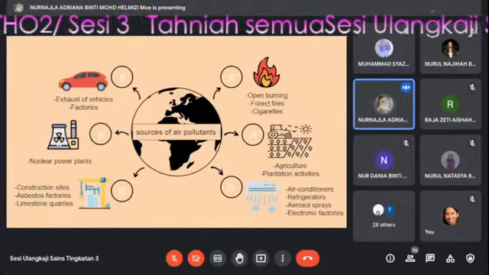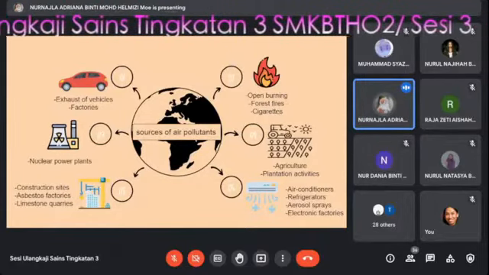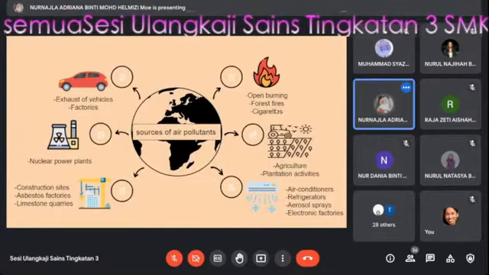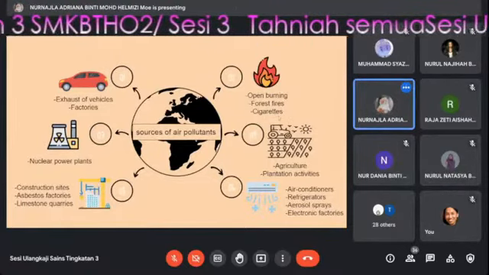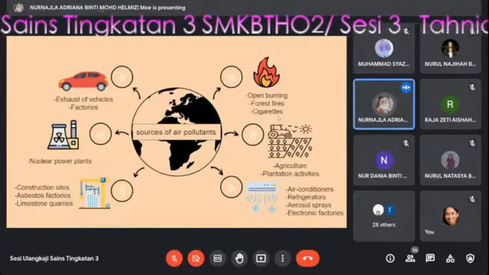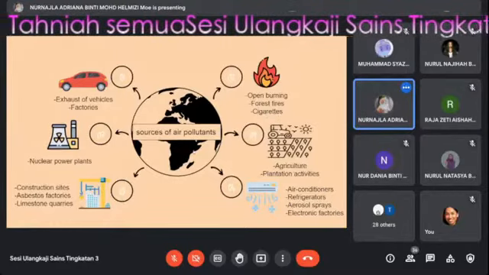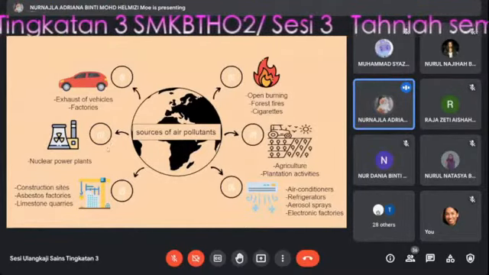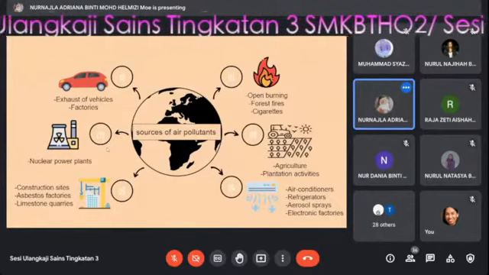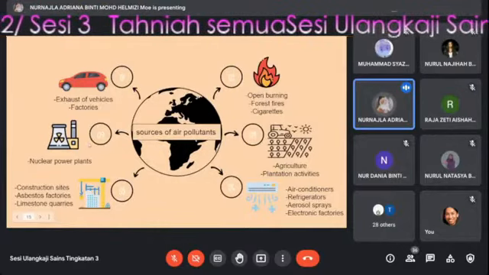Nombor 2, open burning, pembakaran terbuka, forest fires, kebakaran hutan, and cigarettes, rokok. Bahan pencemar dia habuk, jelaga, asap, and zarah logam. Number 3, nuclear power plants. Loji kuasa nuklear, bahan pencemar dia bahan radioaktif.